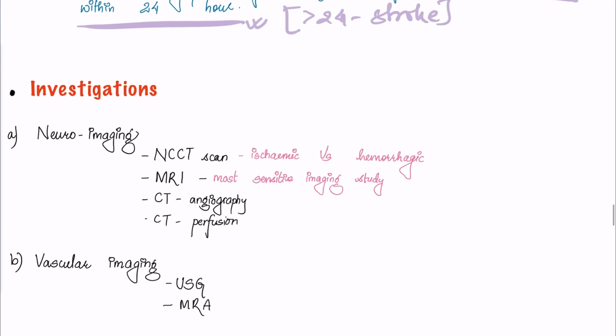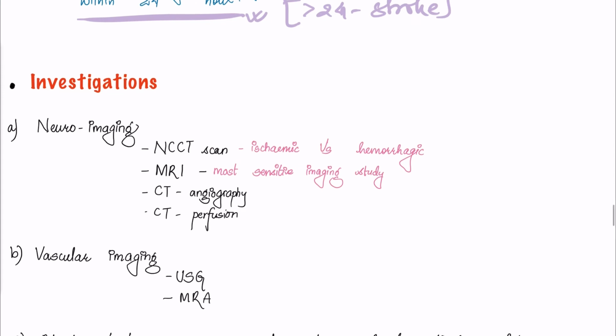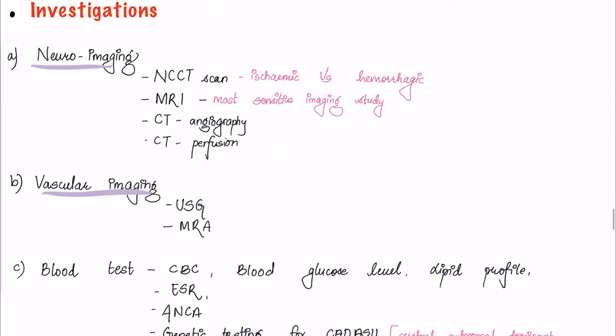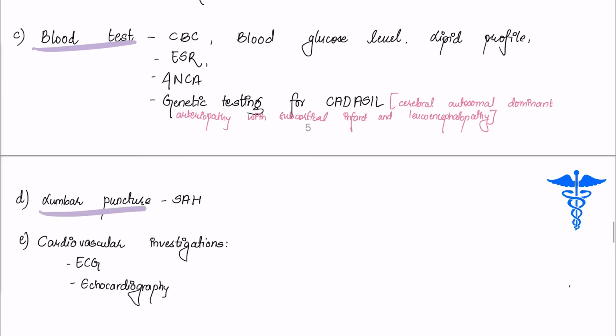For investigation, various investigations can be done like neuroimaging, vascular imaging, blood test, lumbar puncture, and cardiovascular investigations. In stroke, cardiovascular investigation plays an important role because most of the emboli arise from the heart, hence the cardiovascular investigation must be done.